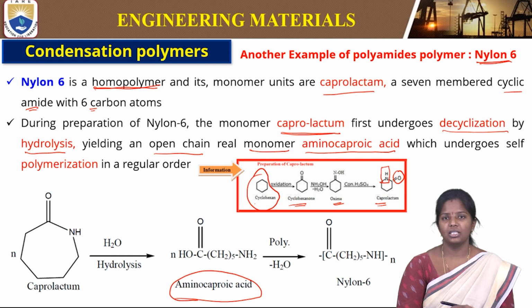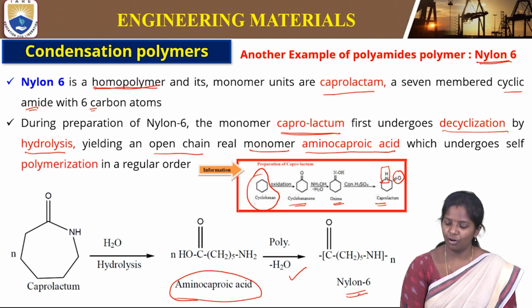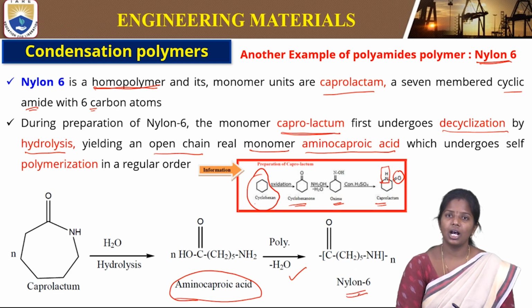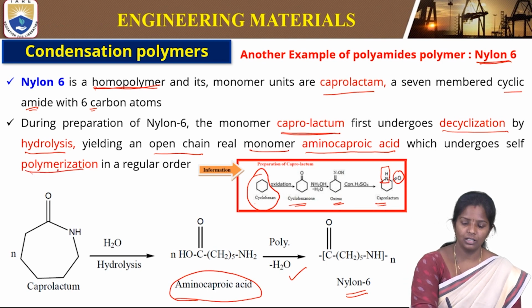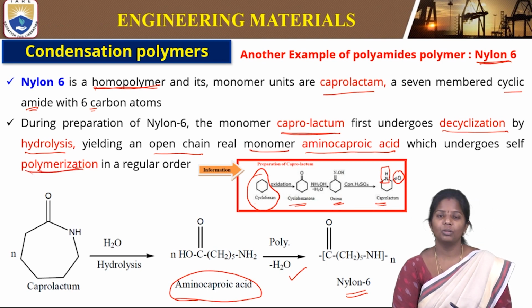So under polymerization, it keeps on removing the water. The condensation reaction takes place and it removes water, and therefore polymerization takes place, forming the bonds between two monomeric units and ultimately forming nylon 6. This is how the self-polymerization takes place with a single monomeric unit.